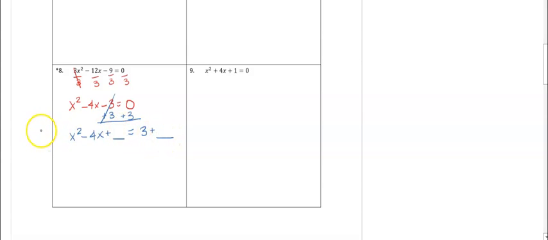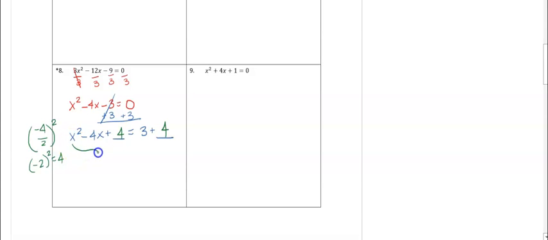So in this case, I've got negative 4 divided by 2, then squared. Remember, it's b divided by 2, then squared. So negative 4 divided by 2 is negative 2, and negative 2 squared is just positive 4. So I've got positive 4 going in both of these blanks right here.